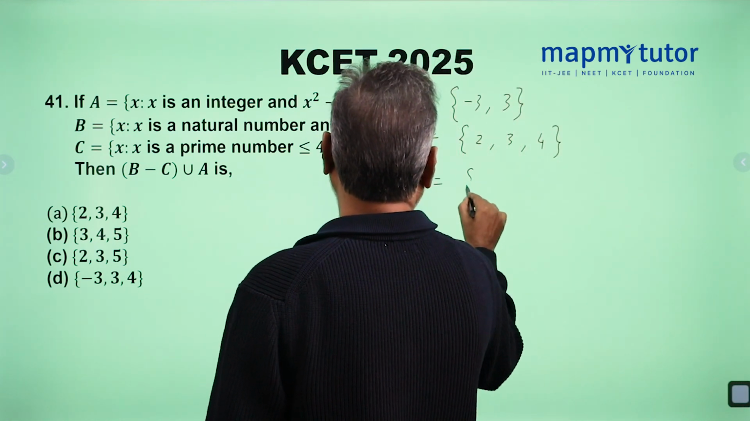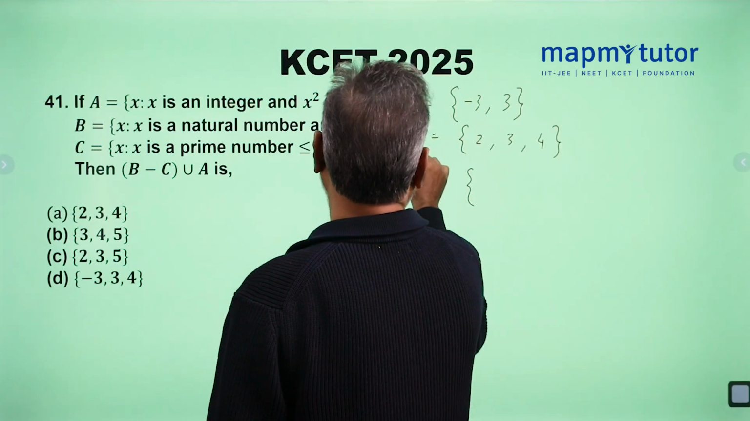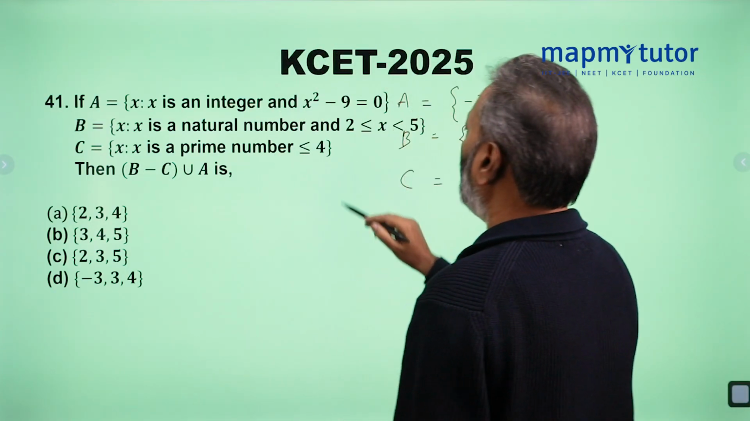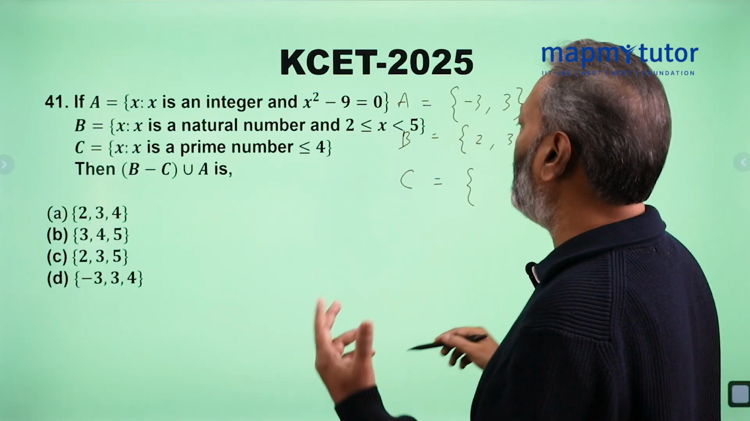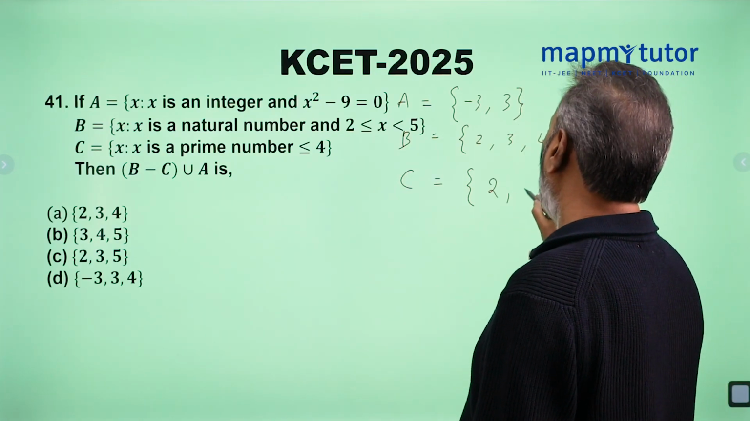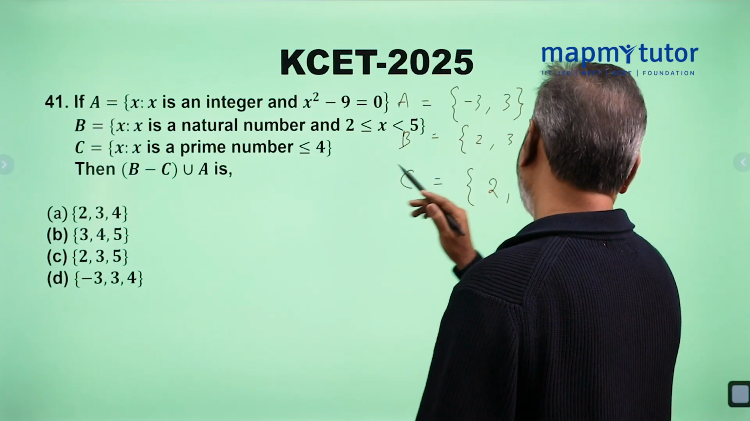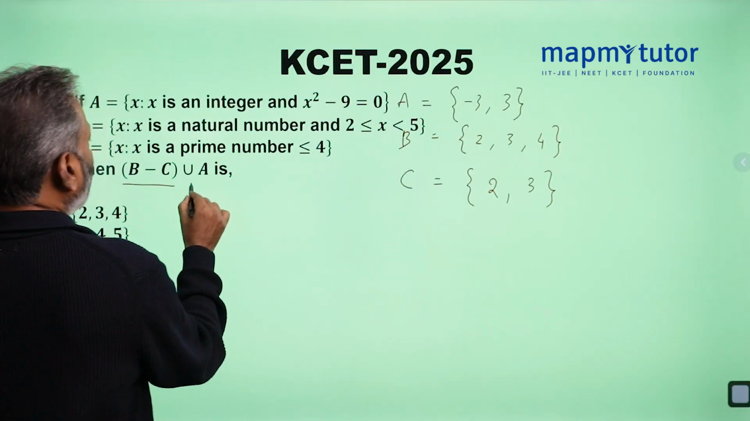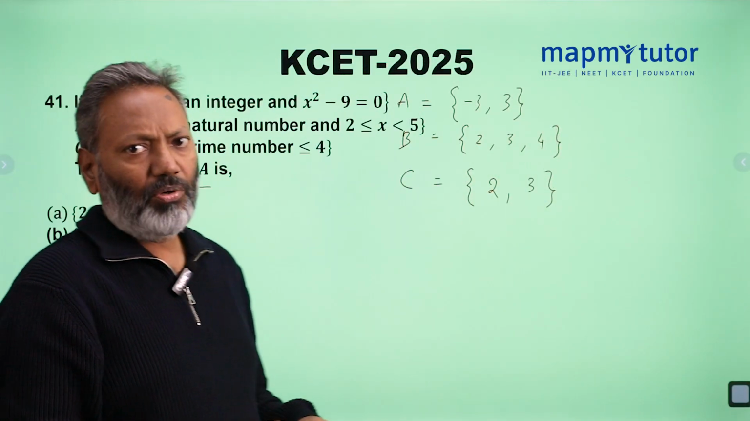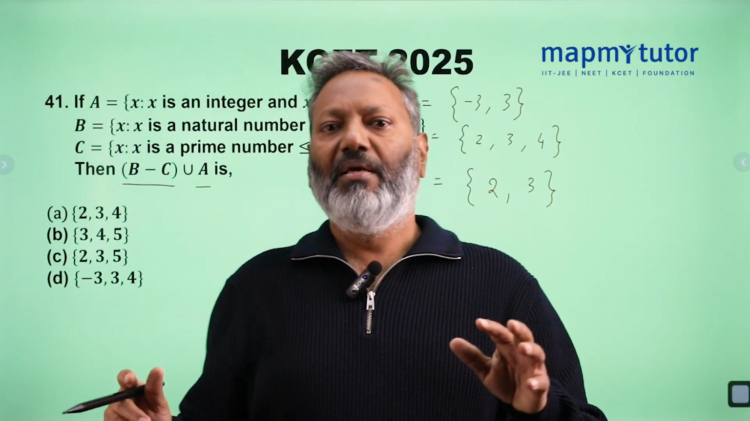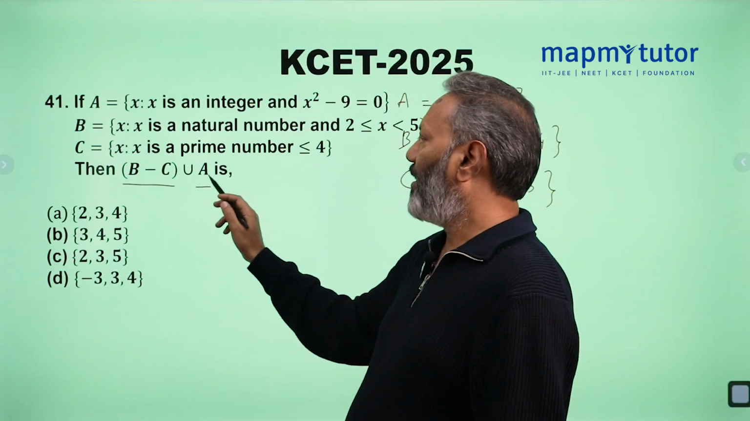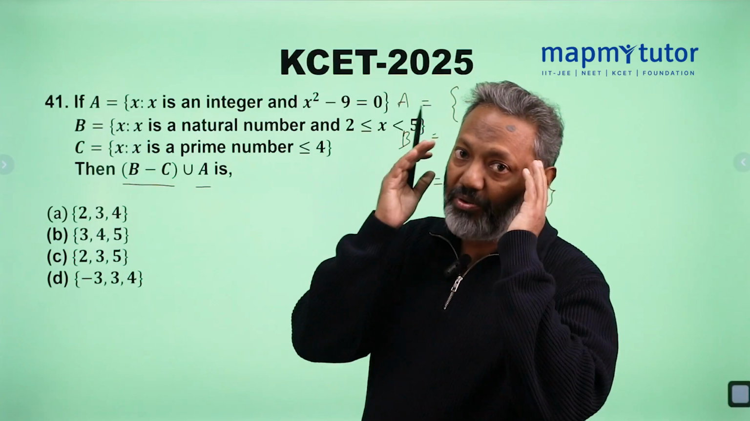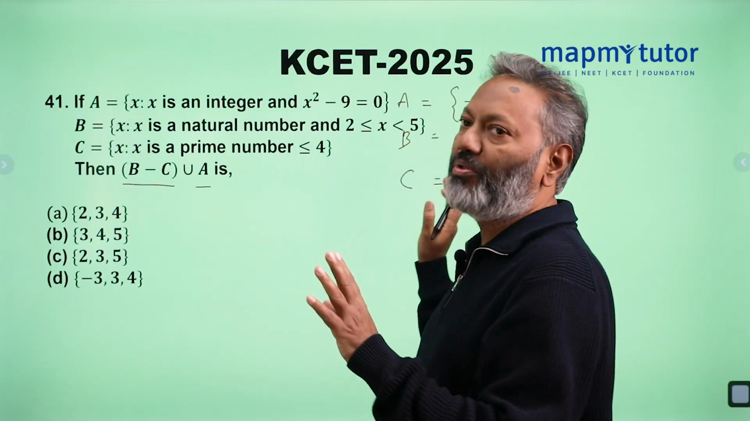And the third one, that is C. So this is set A, this is set B, and this is set C. X is a prime number less than or equal to 4. What are the prime numbers less than or equal to 4? Only 2 and 3. Then, what is B minus C union A? Whenever union is there, we have to take all the elements either in B minus C or A or in both. Once you realize this definition, you need not do the question.